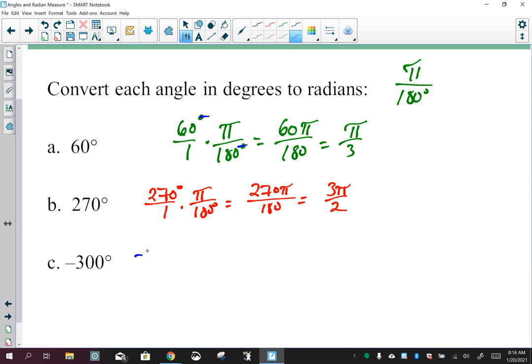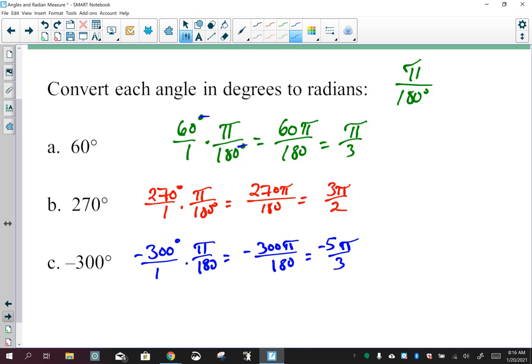On this bottom one, it is okay to have negative answers. That gives me negative 300 pi over 180. I know for sure they got 60. I think 60 is the answer. That gives me negative 5 pi over 3.